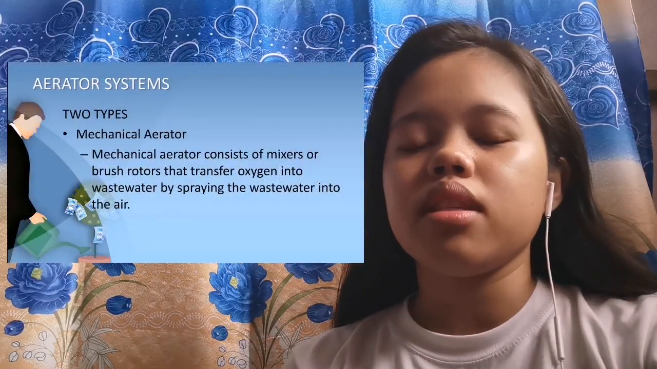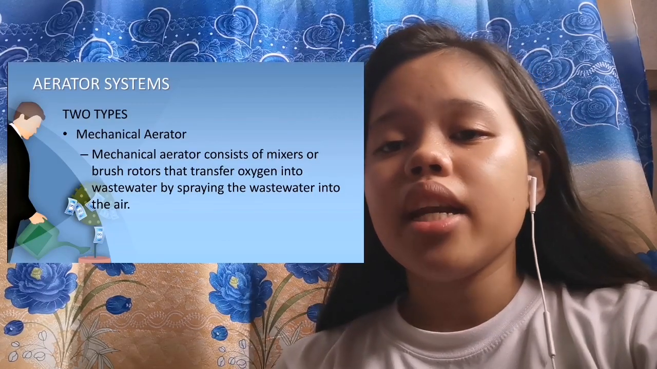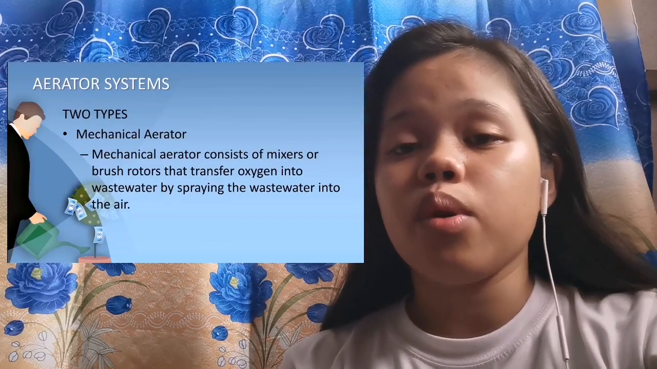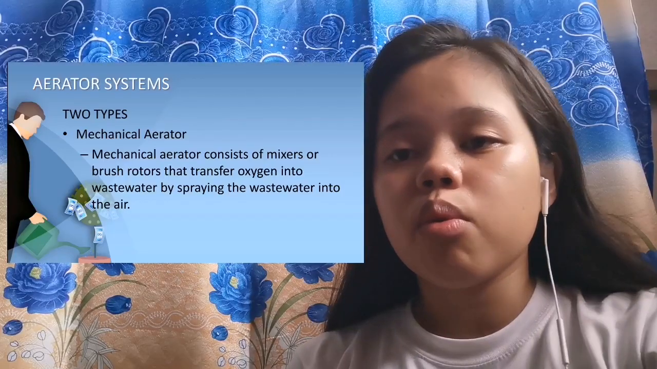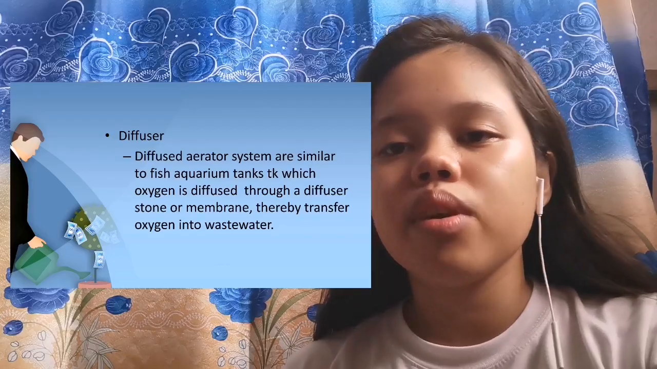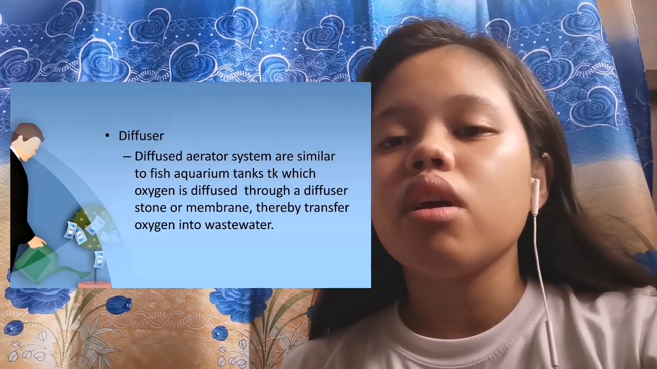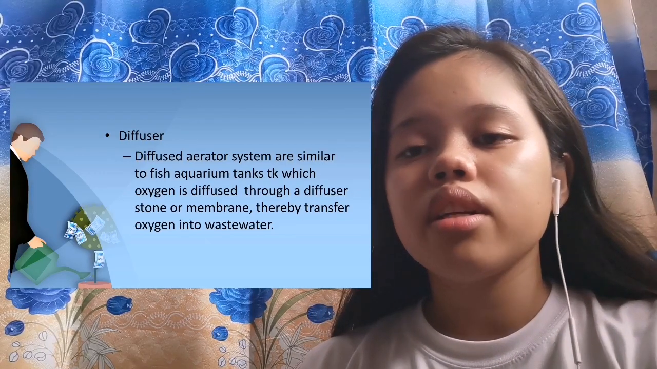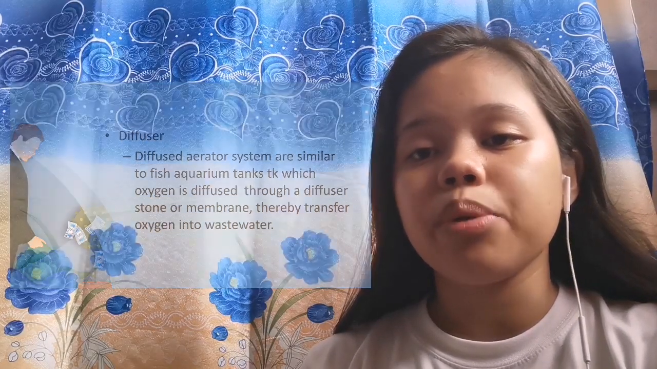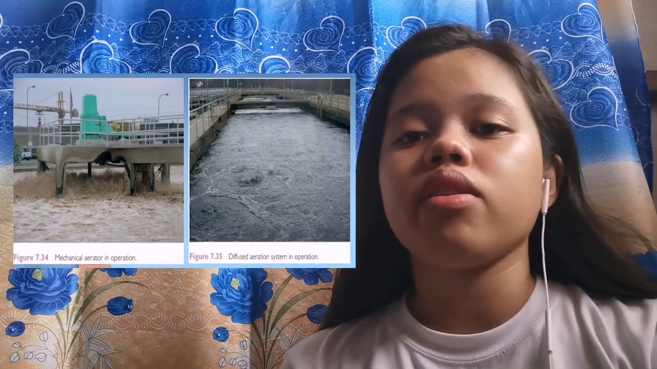Aerator systems. It has two types. First is the mechanical aerator. A mechanical aerator consists of mixers or brush rotors that transfer oxygen into wastewater by spraying the wastewater into the air. Second is the diffuser, or diffused aerator system, which is similar to a fish aquarium tank, where oxygen is diffused through a diffuser stone or membrane, thereby transferring oxygen into wastewater. These pictures show the difference between the two aerator systems.